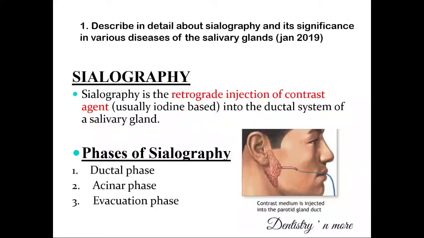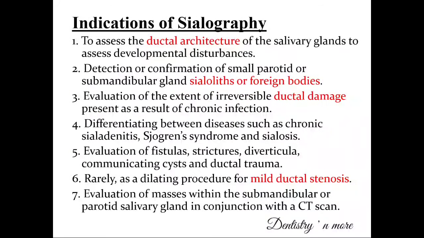In it, the ductal phase, acinar phase, and evacuation phase are mentioned. What each phase is, and how you go about the procedure, has all been explained well in this textbook. Then you have to speak about the indications as well as the contraindications in sialography.